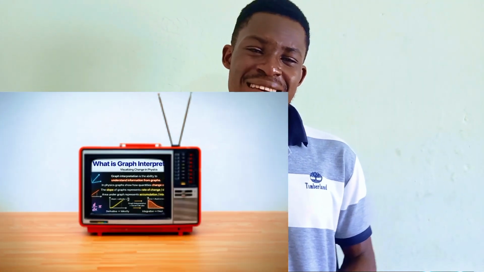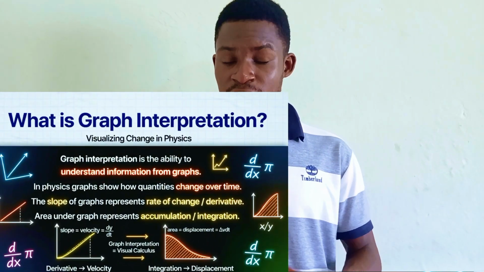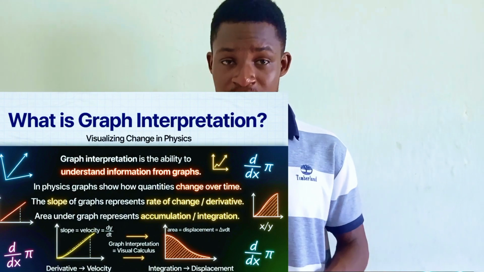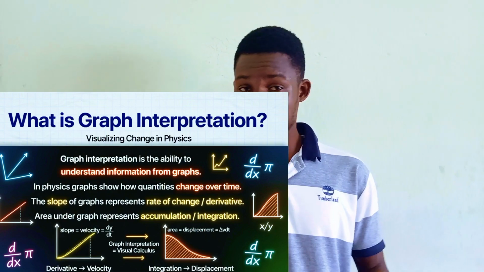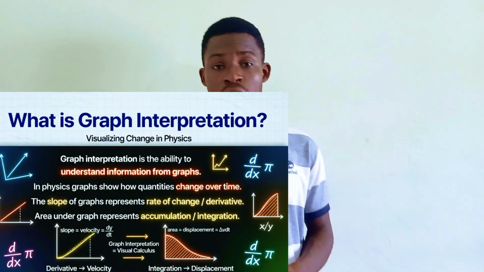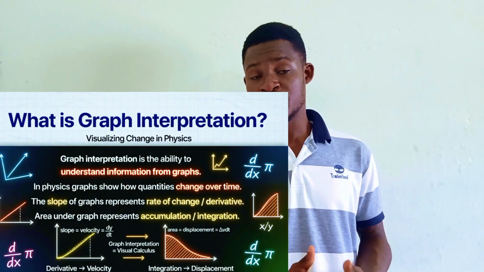Now, one of the best ways to visualize these changes is through graphs. So we are going to talk about graph interpretation. Graph interpretation is the ability to understand information from a graph. In physics, graphs show how quantities change over time. The slope of a graph represents the derivative, or rate of change, whilst the area accumulated under a graph represents what?